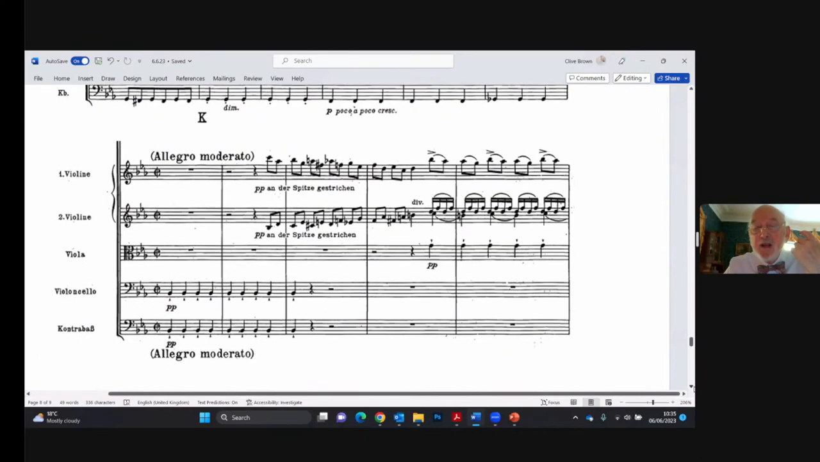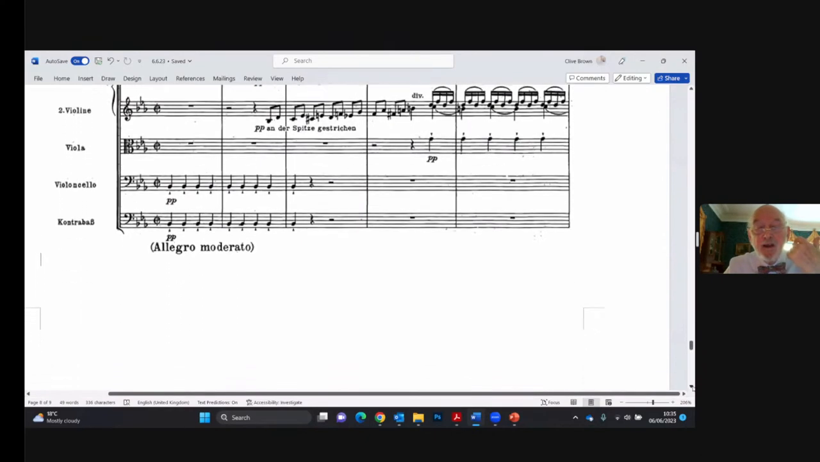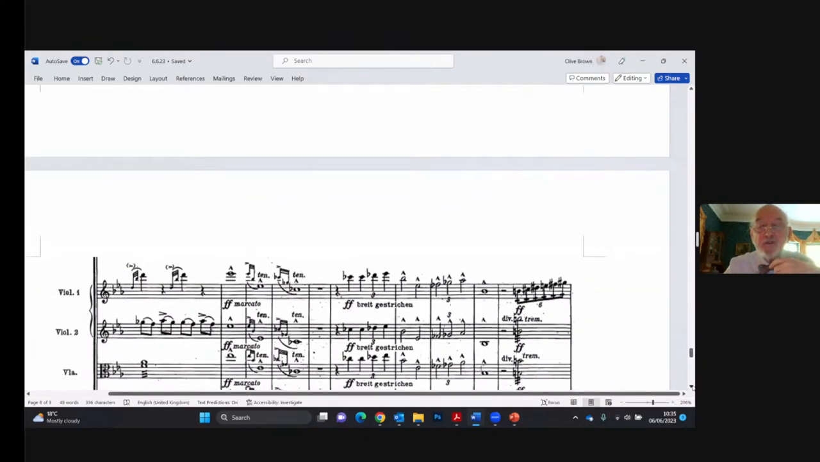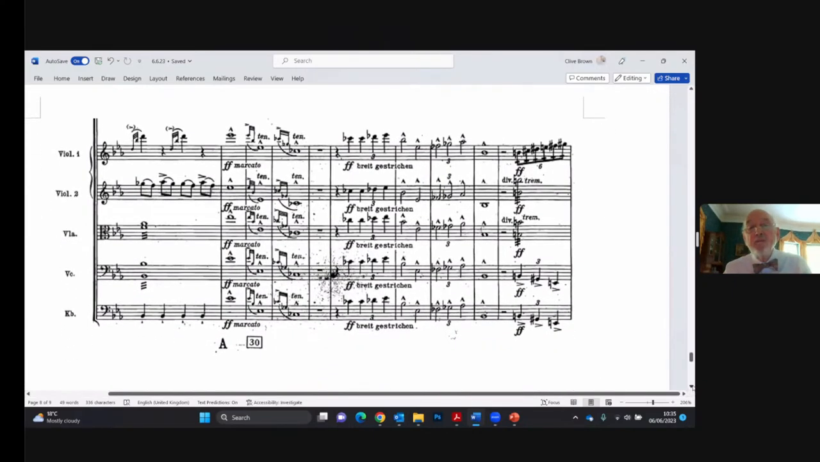So it's pretty clear that he's being cautious to warn the players. And then here we have "breit gestrichen." A lot of modern players might well play that with a heavy bow stroke in the lower half of the bow. So it's probably with really broad bow strokes from the end of the first quarter of the bow towards the heel, or the frog, to the point.